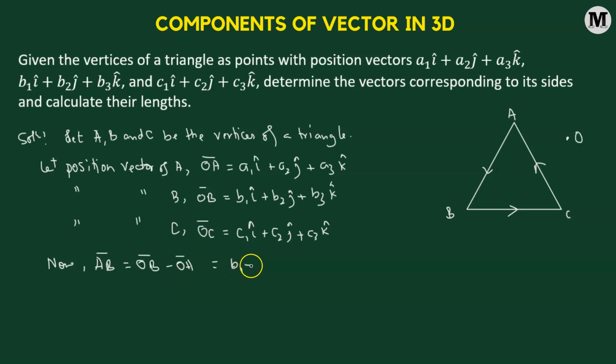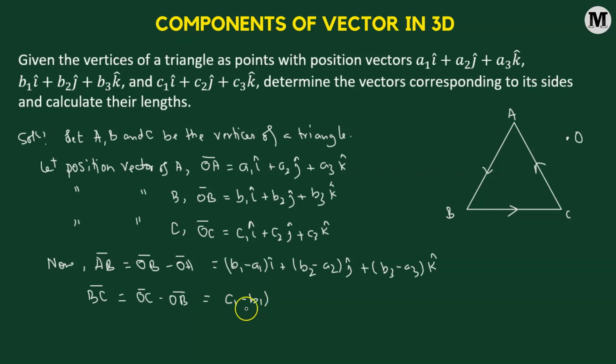This will be B1 minus A1 multiplied by i cap, added to B2 minus A2 times j cap, added to B3 minus A3 times k cap. So this is the vector corresponding to the side AB of the triangle. Next, we will find the side BC. So side BC is going to be the OC vector minus the OB vector. That's going to be equal to C1 minus B1 times i cap, added to C2 minus B2 times j cap, plus C3 minus B3 times k cap.